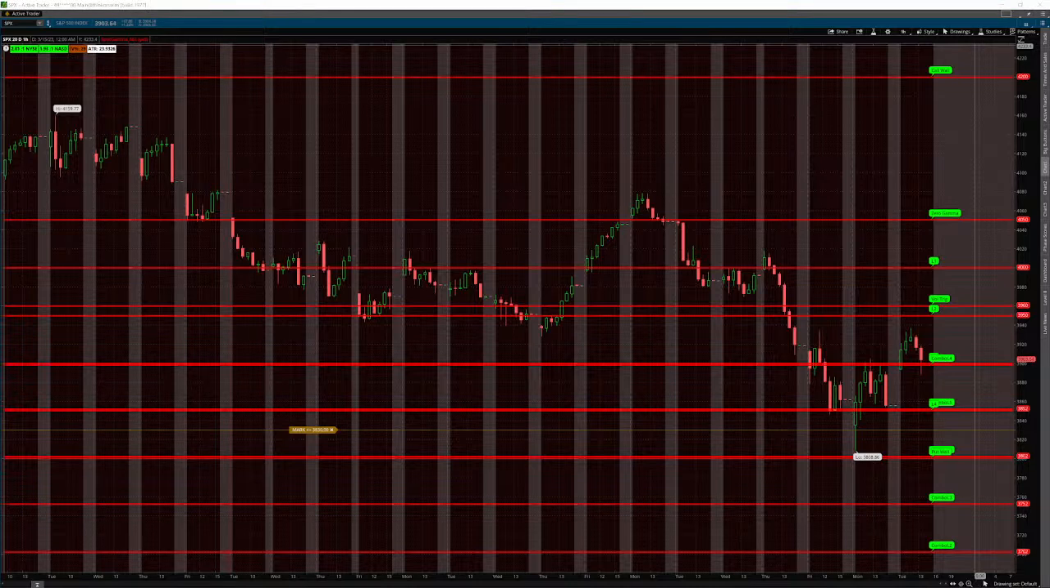Let's take a look at the levels that have been in play for the last few days. Here's the put wall at 3,800. Note that yesterday SPX did not quite make it down to the put wall at 3,800, but reversed higher just above that level.